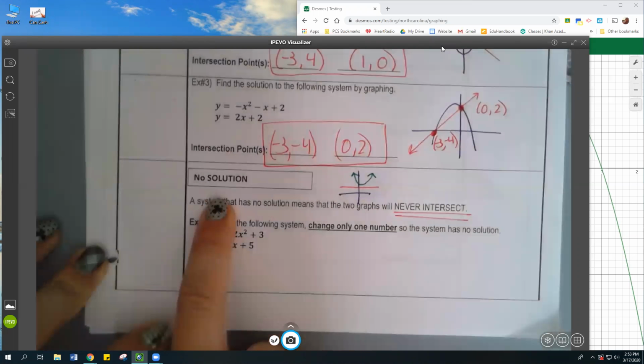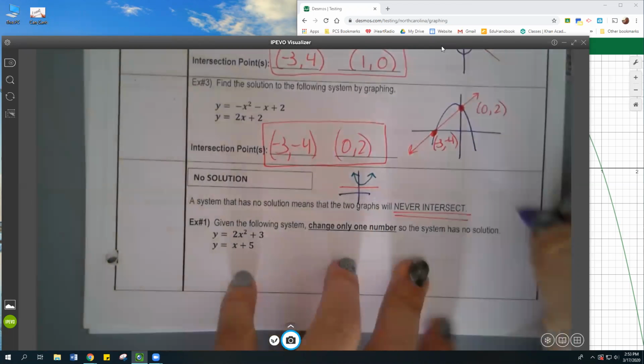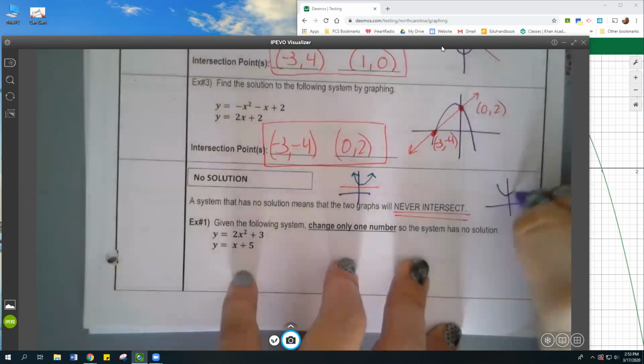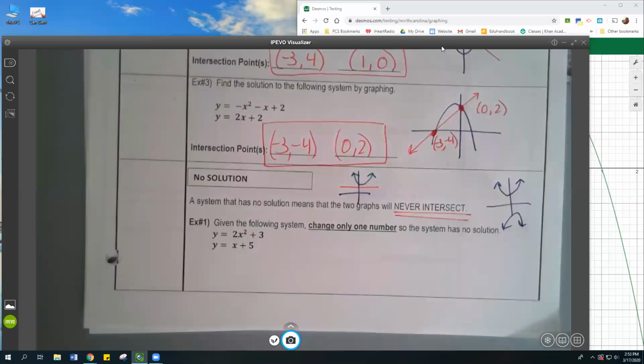So we have no solution when your two graphs never intersect each other. Another example of that might be a quadratic that opens up and then another one that opens down, and they never intersect each other. So that would be no solution.